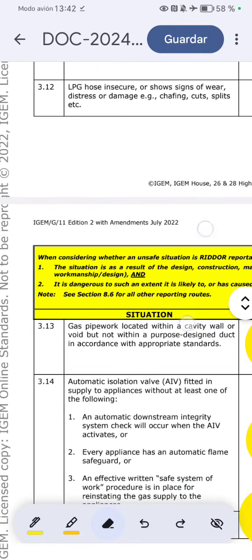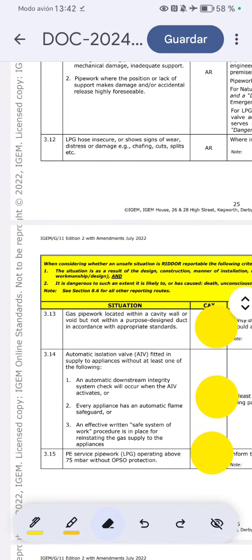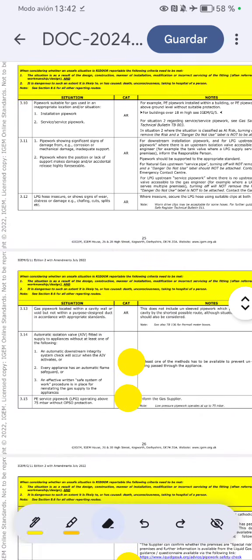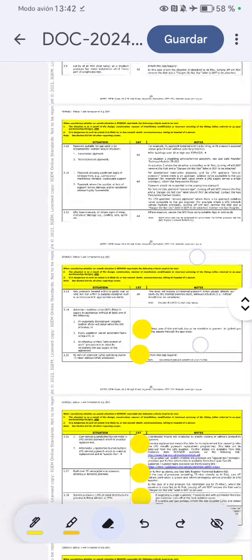Okay. Here we go again. 3.13. Gas pipework located within a cavity, wall or void, but not within a purpose-designed duct in accordance with appropriate standards. So gas pipework in a wall or at risk, I'd say. I've seen that recently and I made a note of it.